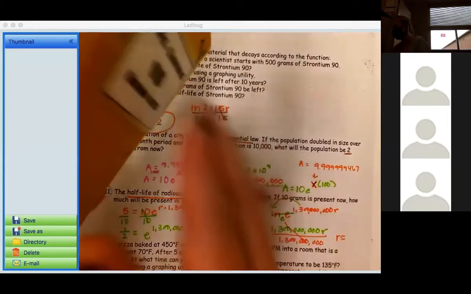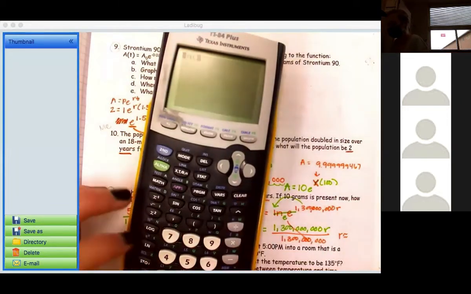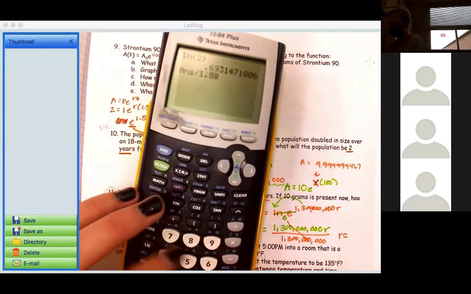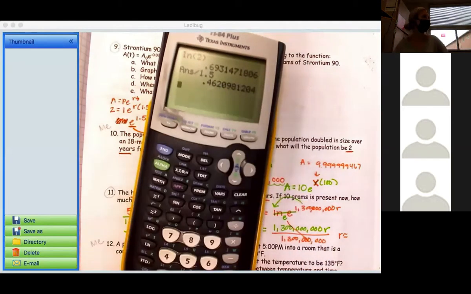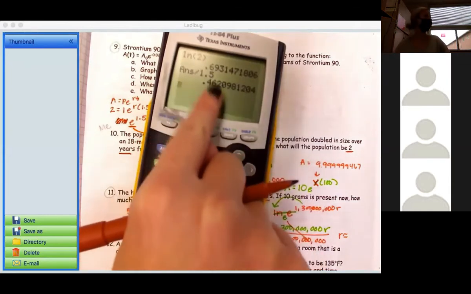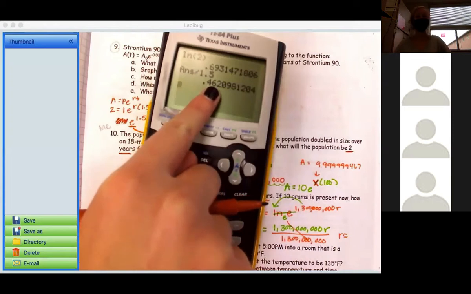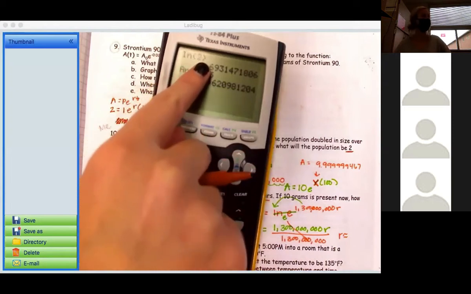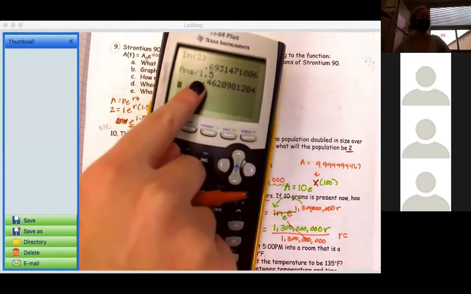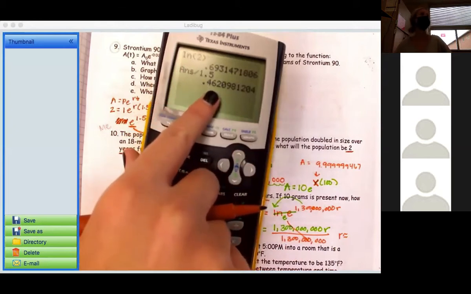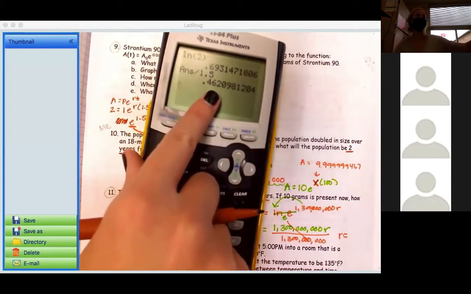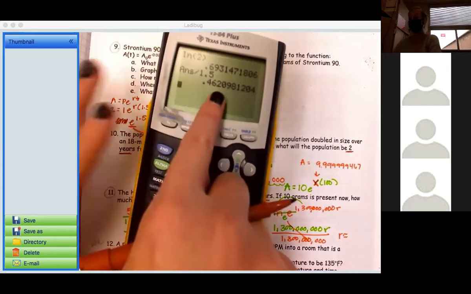Let's see what we get. Natural log of 2 divided by 1.5. 0.4620981204. I got that. This is correct. Did you put parentheses after your natural log of 2? You closed it? Okay, I'll come look at yours in a second. I was about to say, you did the 18. So hang on, yours shouldn't matter because you converted the years to months. So just check your final answer with mine. Your rate will be different.